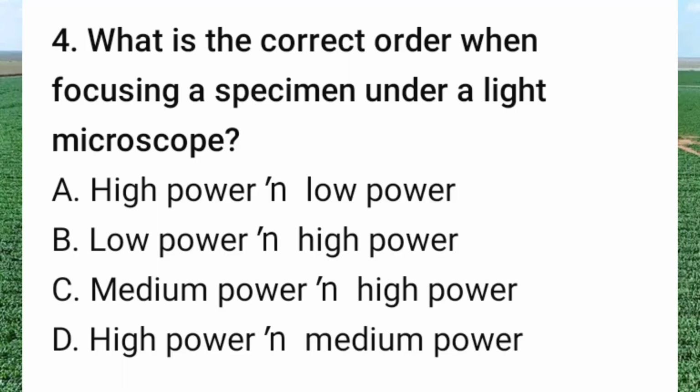Question 4. What is the correct order when focusing a specimen in a light microscope? High power to low power, low power to high power, medium power to high power, high power to medium power. The answer is B, low power to high power. This is the correct order when focusing a specimen in a light microscope. You start from low to high.